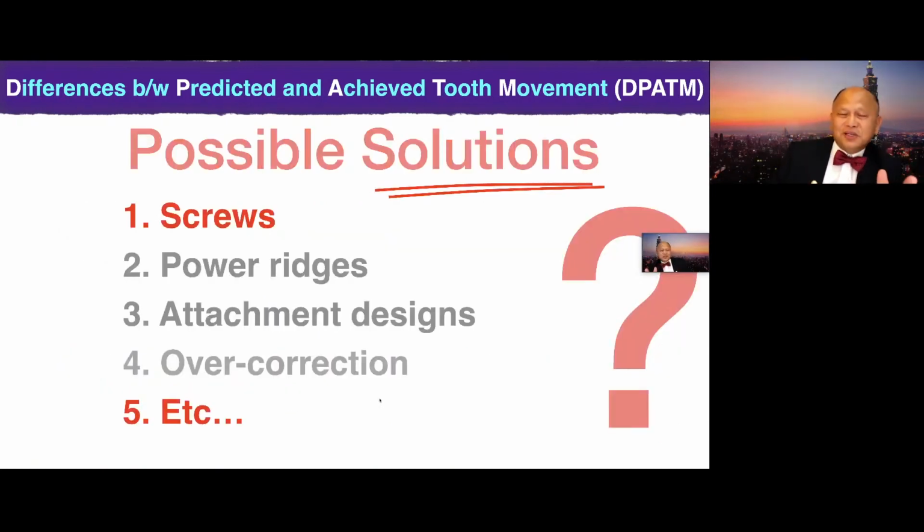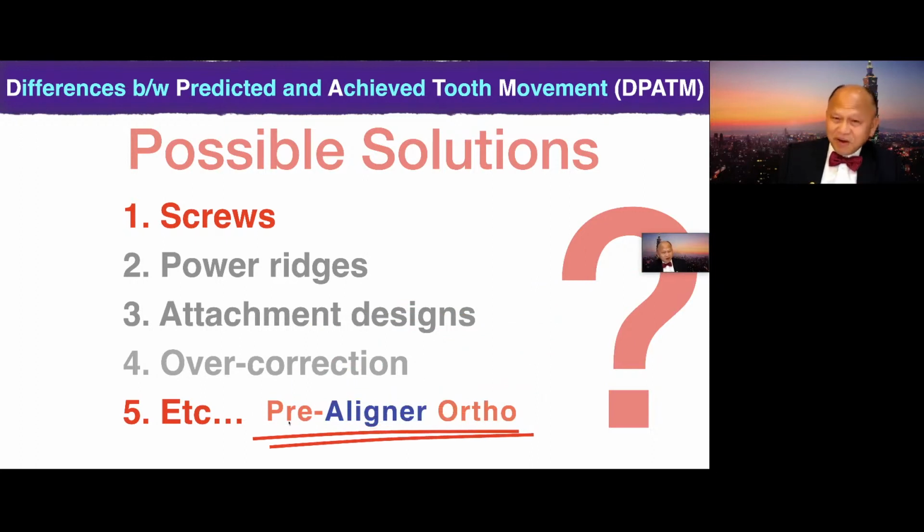So the possible solutions happen to be, number 1, screw. If the aligner cannot execute the ClinCheck tooth movement, we can add some screw for sure. Add some power arms, add some attachment design and overcorrection, etc. Number 5, etc. I would love to add Hybrid aligner also, which is my favorite.